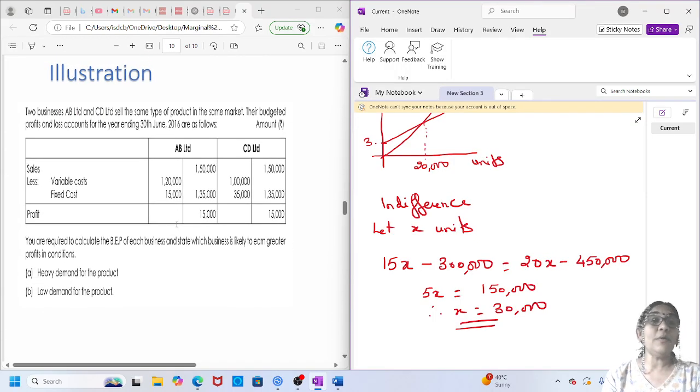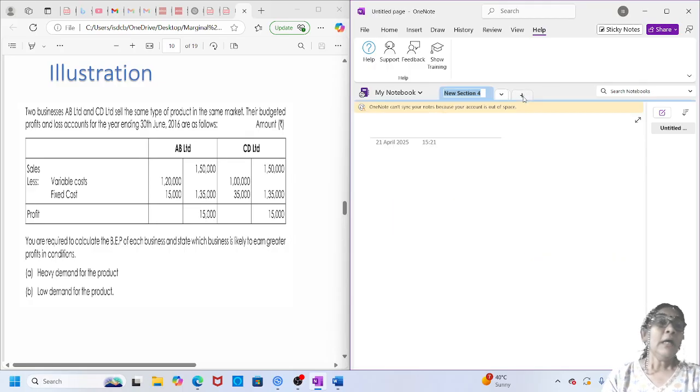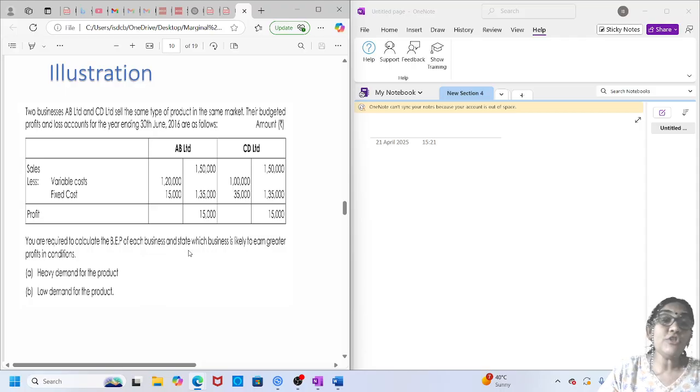Going on to the next question here. Two businesses, AB and CD Limited, sell the same type of product in the same market. Their budgeted profit and loss accounts for the year ending 30th June are as follows. So sales, variable cost, fixed cost is given for both. You are required to calculate the BEP of each business and state which business is likely to earn greater profits in the conditions of heavy demand for the product, low demand for the product.